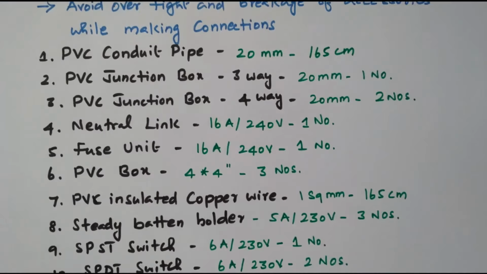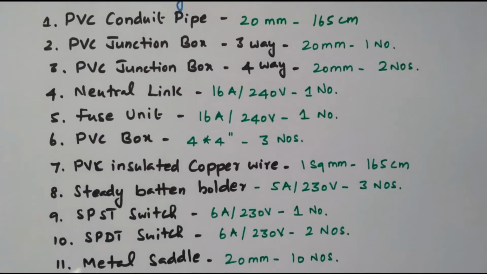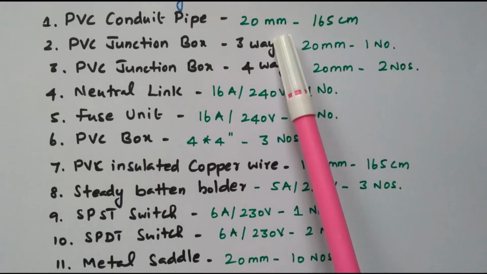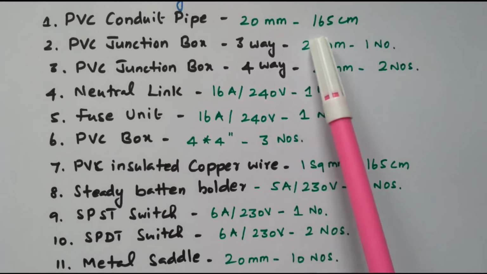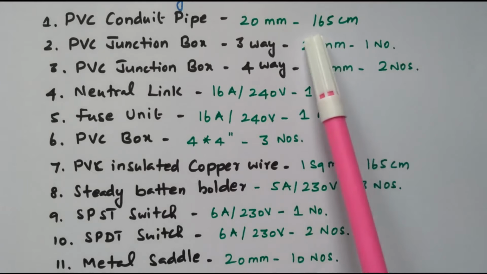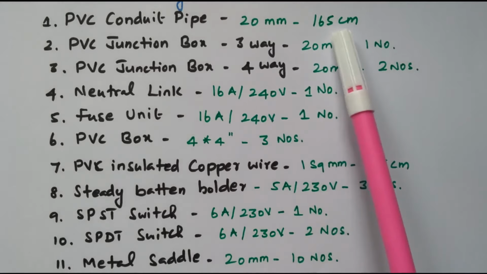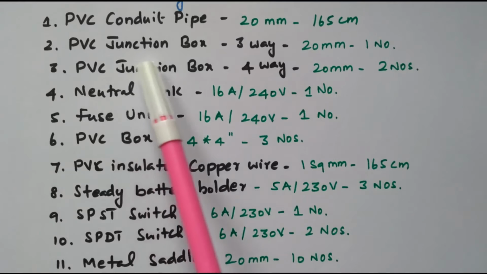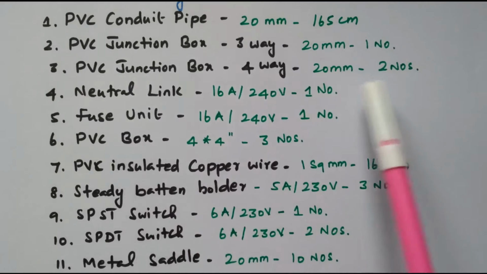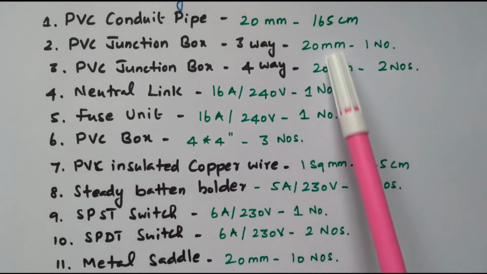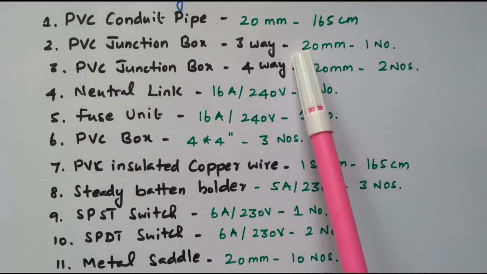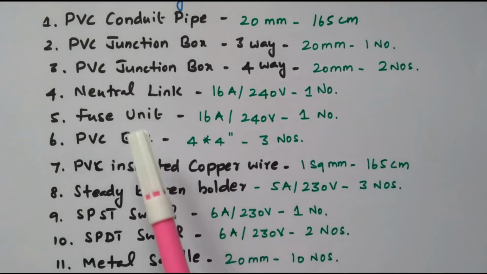Now we will see the requirements of the wiring for this godown wiring. The PVC conduit pipe, we need 20 millimeter size, 165 centimeter. The dimension is available in the diagram, based on that we decide we need 165 centimeter. PVC junction box 3-way we need 1 number, 4-way we need 2 numbers. The pipe is 20 millimeter, so automatically the junction box is also 20 millimeter.